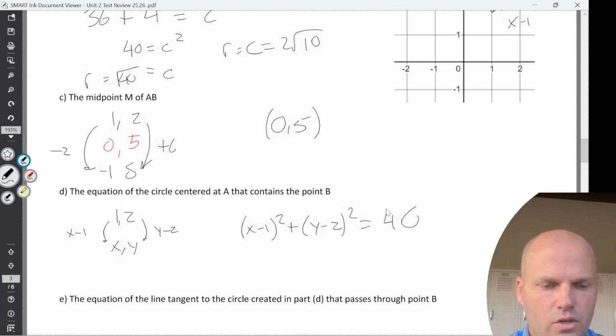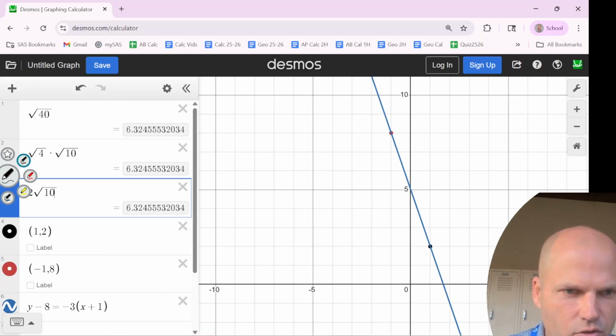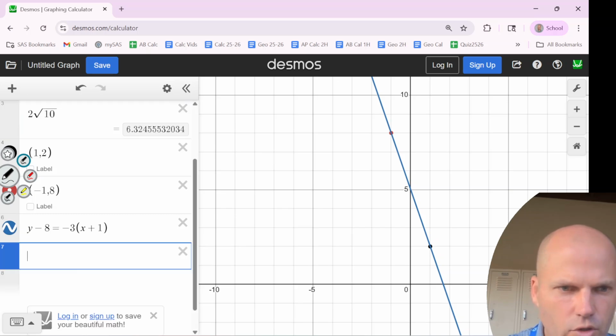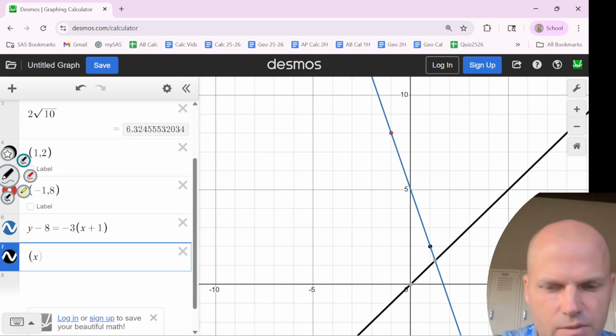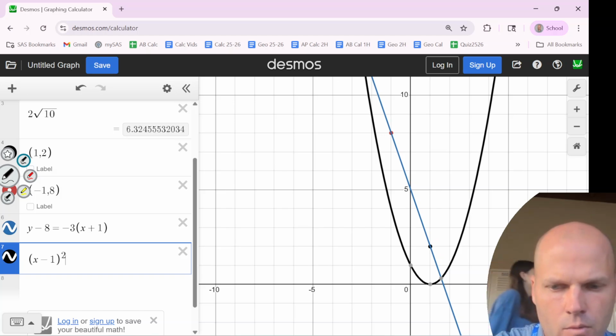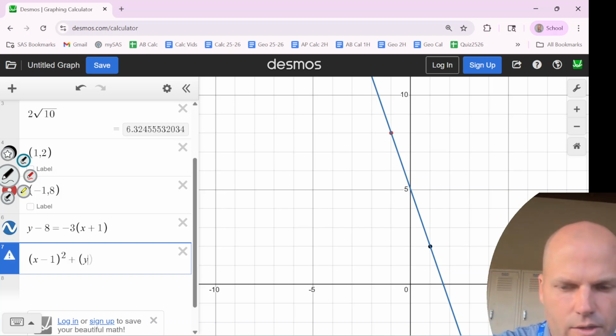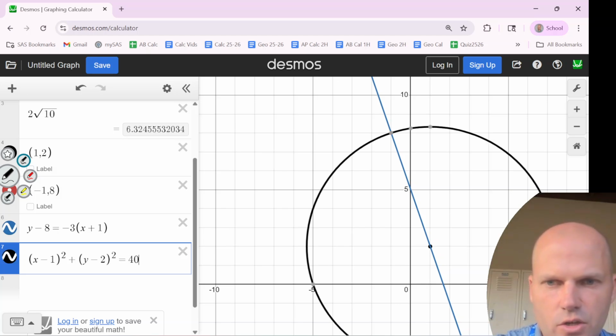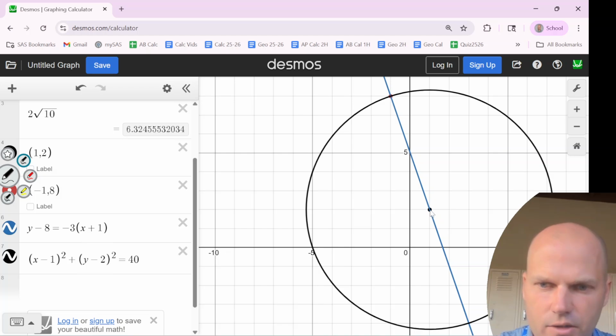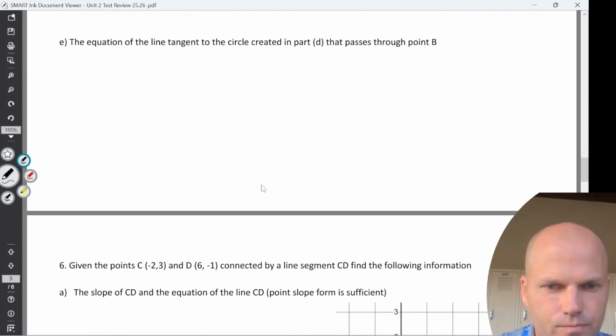That's 40. A great thing to check is graphing the equation of your circle, x minus 1 squared plus y minus 2 squared equals 40. You should see your circle that is centered at your center and that is passing through that point, which we do.